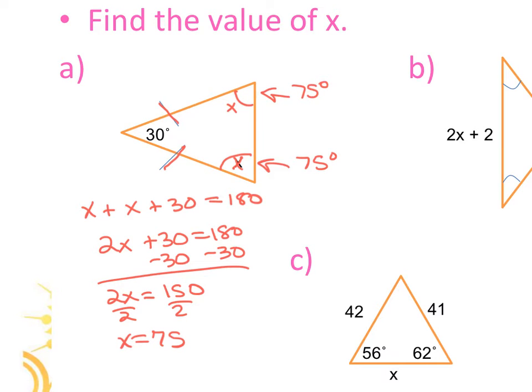Now, it didn't ask you to write an equation. So technically you could have just done 180 minus 30, gotten the 150, and then divide it by 2. But if you're asked to write an algebraic equation, that's how you would set it up using your triangle sum theorem. Let's try example B.